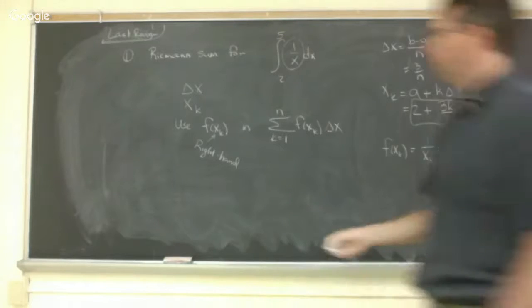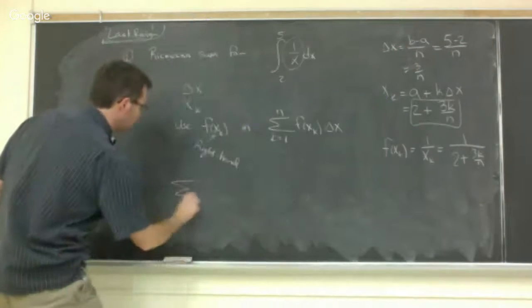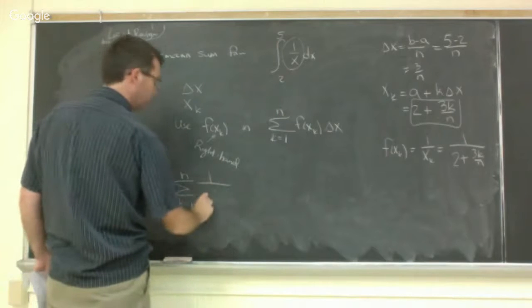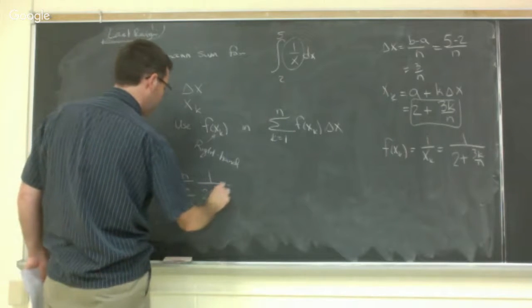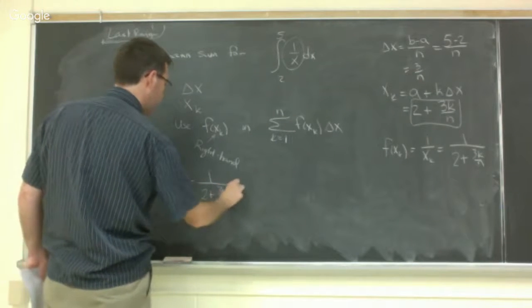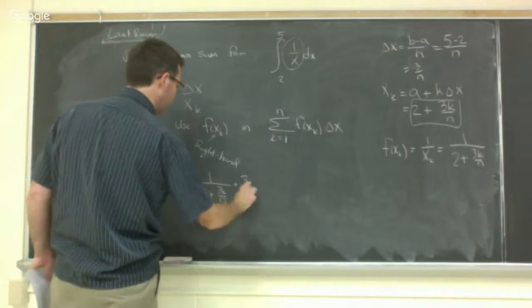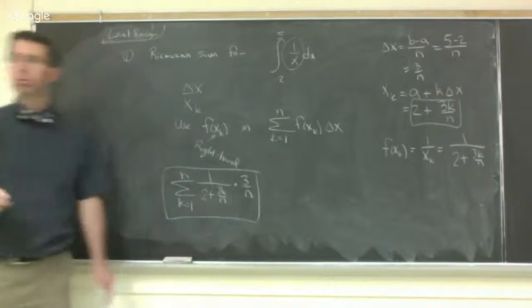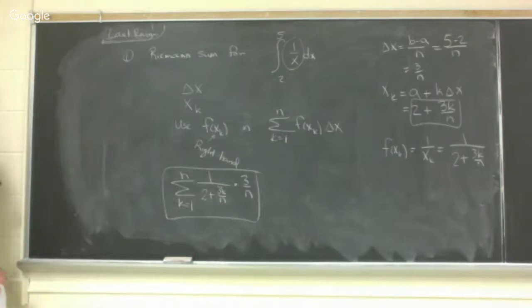This is the formula I'm going to use in the Riemann sum. And so my Riemann sum for this integral is the sum k goes from 1 to n, 1 over 2 plus 3k over n times delta x, which is 3 over n. That's the Riemann sum that approximates the integral. Okay, so you would be expected to be able to do that.